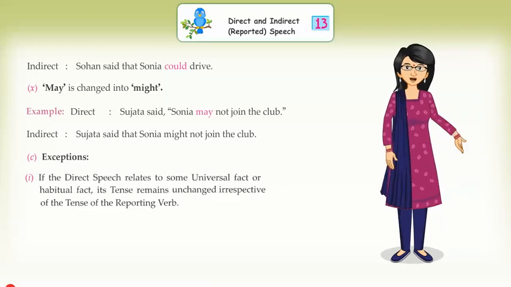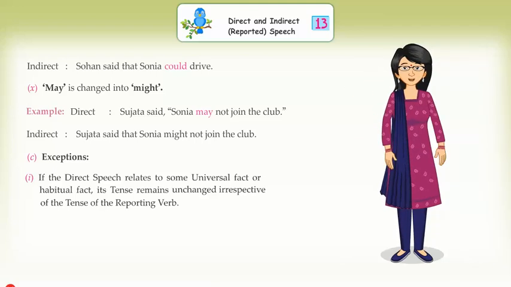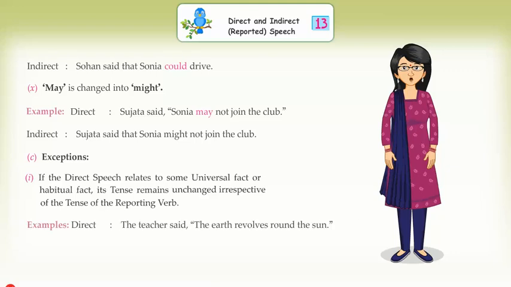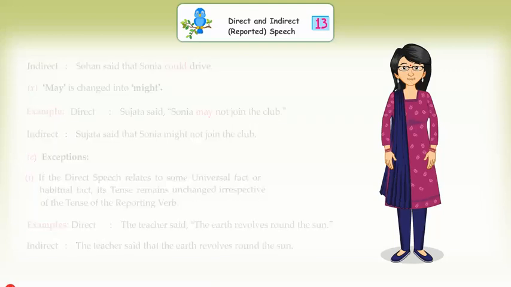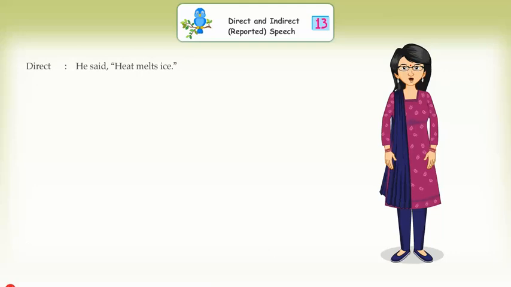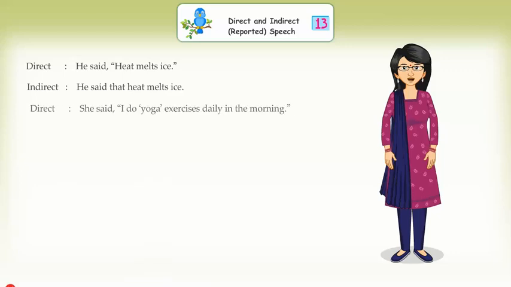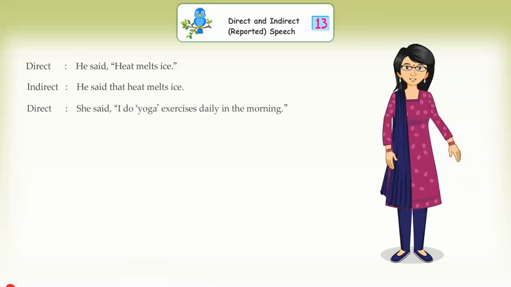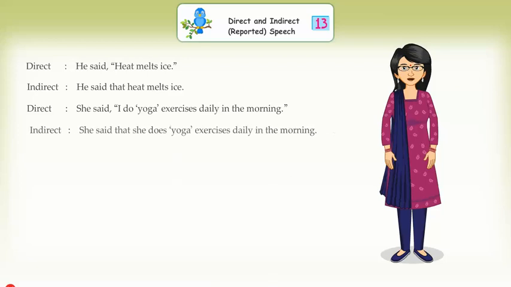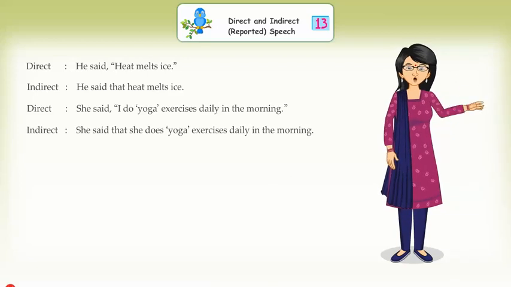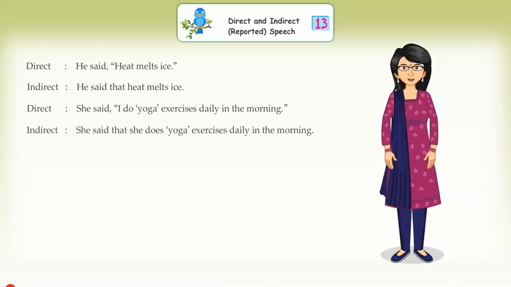If the direct speech relates to some universal fact or habitual fact, its tense remains unchanged irrespective of the tense of the reporting verb. Examples. Direct: The teacher said, "The earth revolves around the sun." Indirect: The teacher said that the earth revolves round the sun. Direct: He said, "Heat melts ice." Indirect: He said that heat melts ice. Direct: She said, "I do yoga exercises daily in the morning." Indirect: She said that she does yoga exercises daily in the morning.